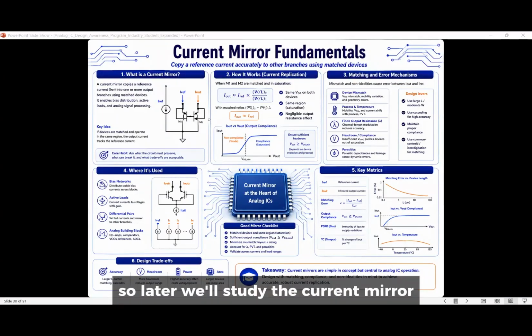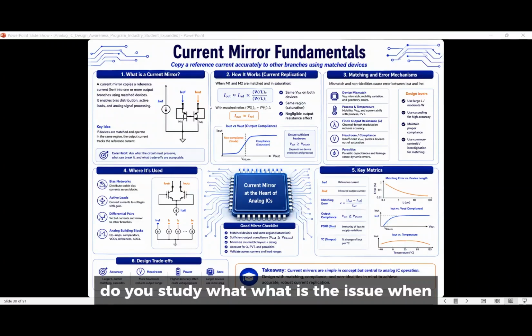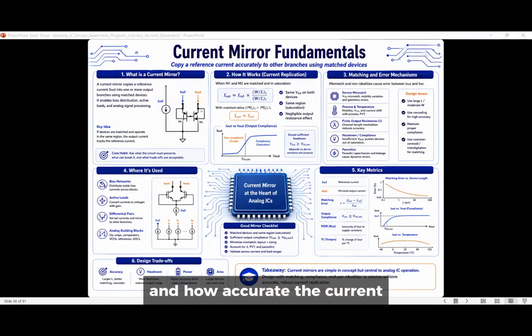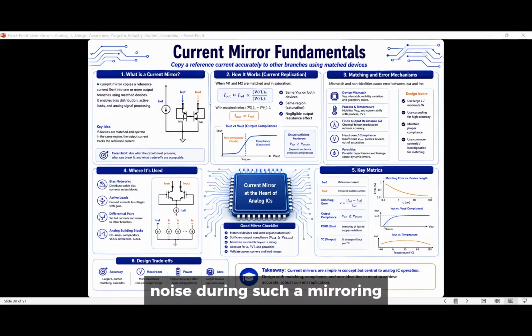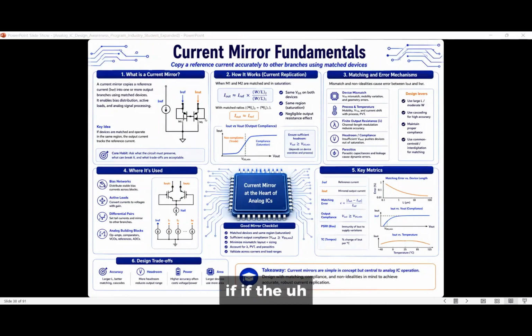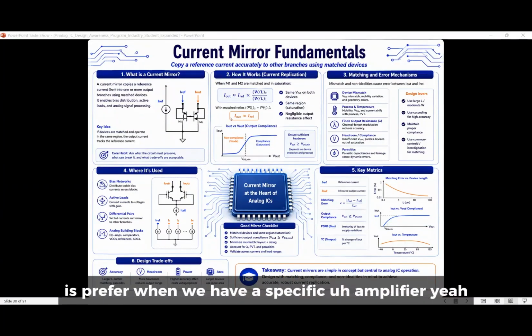So later we'll study the current mirror. We'll study the accuracy and also the mismatch of the current mirror when the current is mirrored from one golden reference to another branch. We will study what the issues are when we perform the current mirroring, how accurate the current is, and what the noise performance is during such mirroring. And what kind of topology is preferred when we have a specific amplifier.